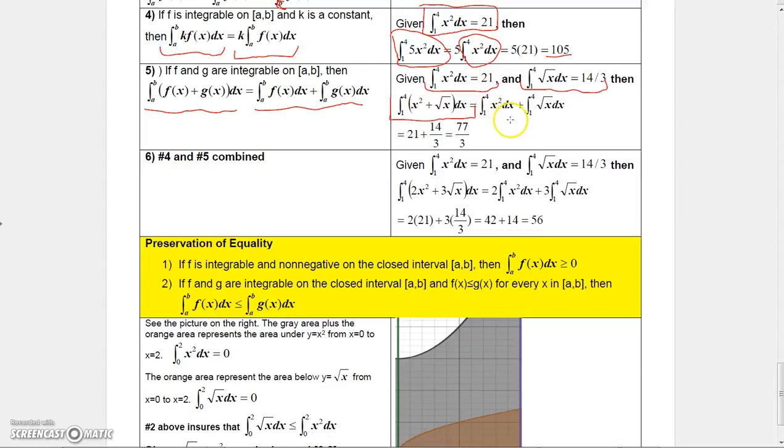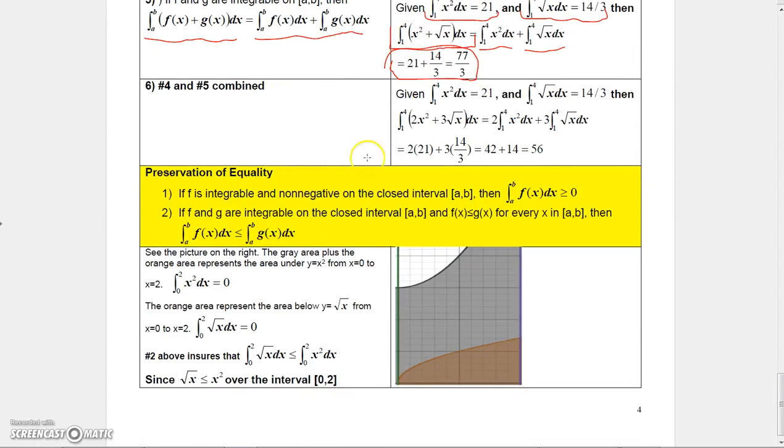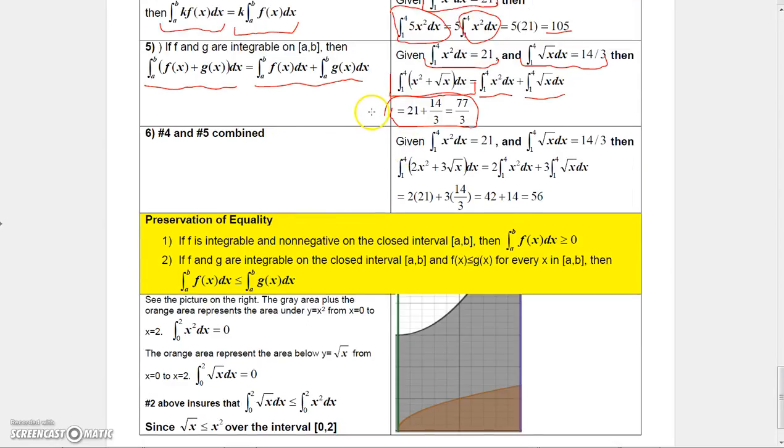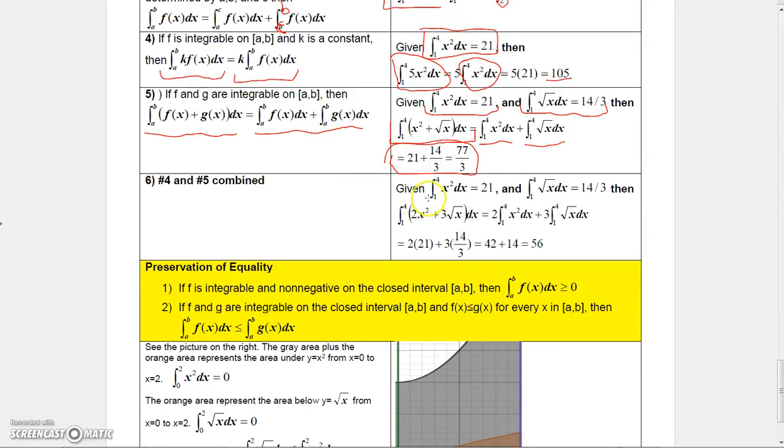Well, I know from this property that I can break it up as the sum of the first integral plus the second integral. So now, since I've already given you that the first integral equals 21 and the second integral equals 14/3, I can just add them together to get the result of the sum. And then, of course, you can do 4 and 5 combined here.